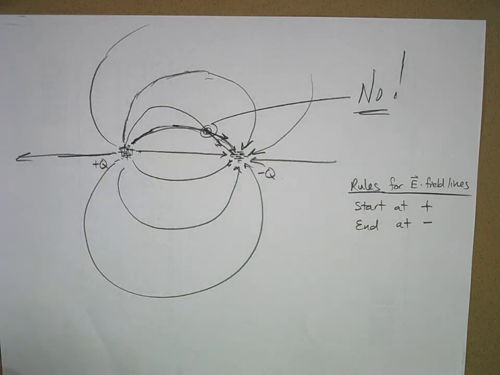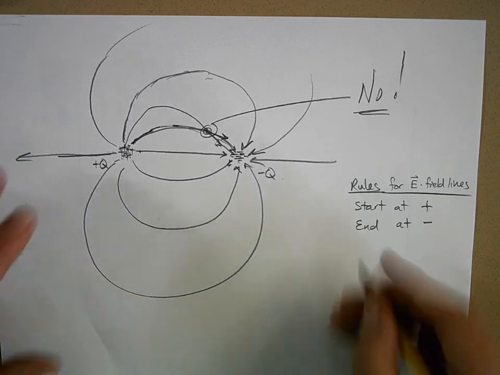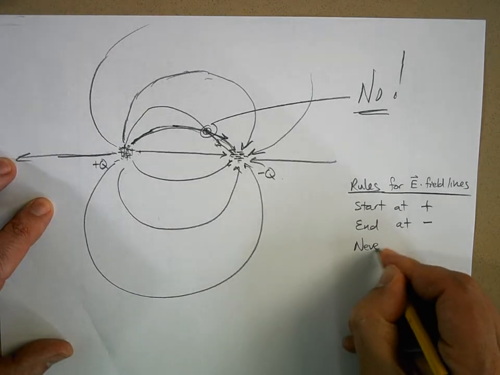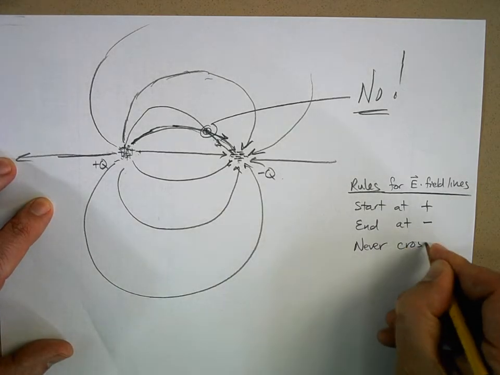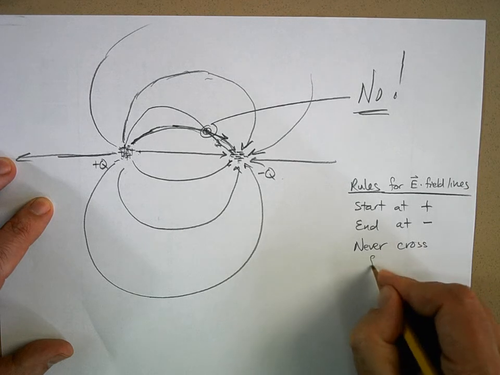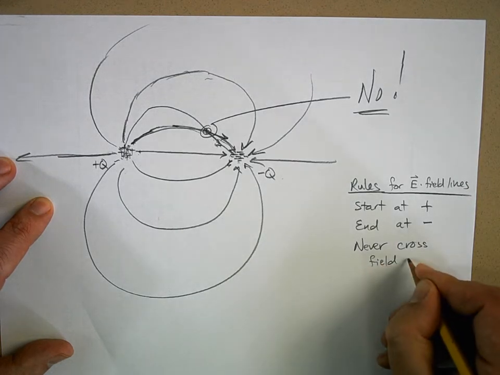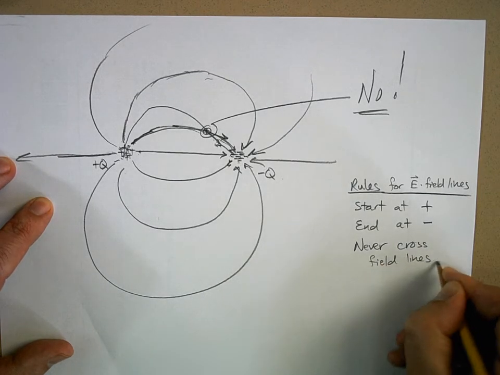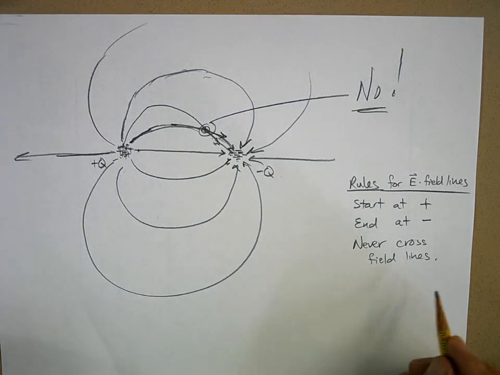So, never cross field lines. If you do, 2 points will explode at the speed of light from your test charge. Yeah? See what I did? All right.